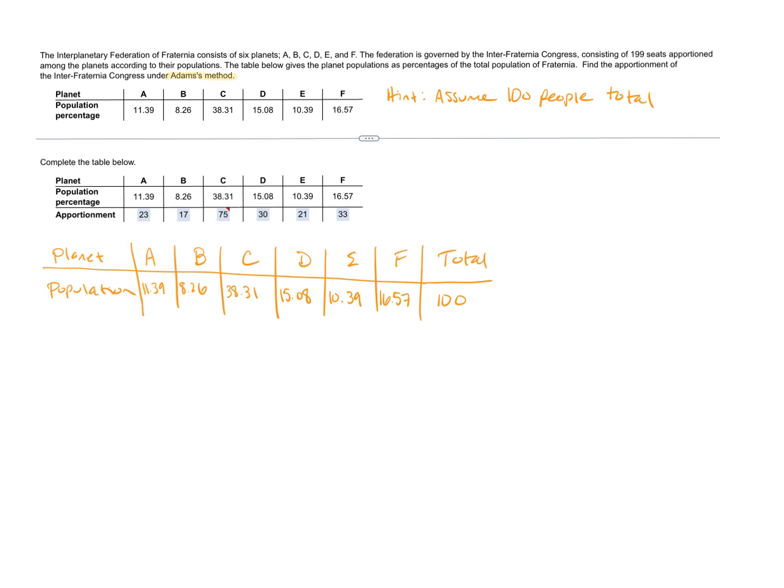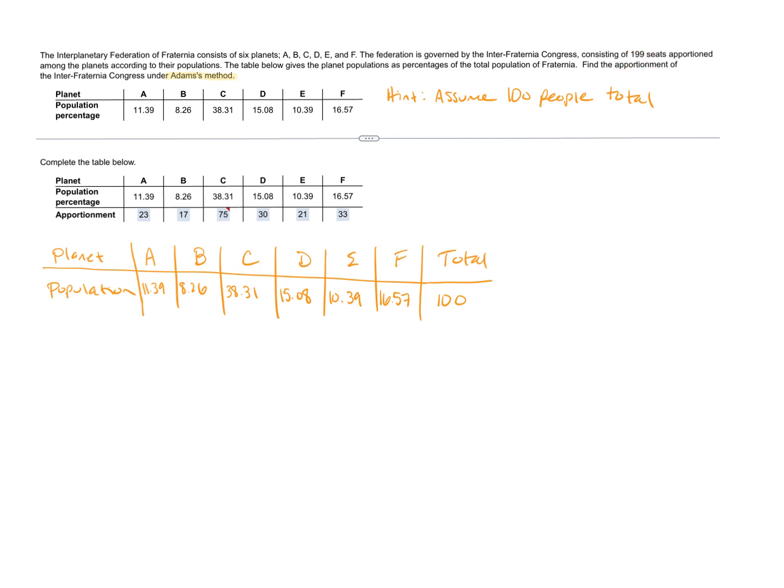This might seem a little bit confusing at first because they give you percentages instead of numbers of people. But if we just assume there are 100 people in the Interplanetary Federation of Fraternia, then we can just think of these as numbers of people. So we're assuming there are 100 people total, and we are apportioning 199 seats.